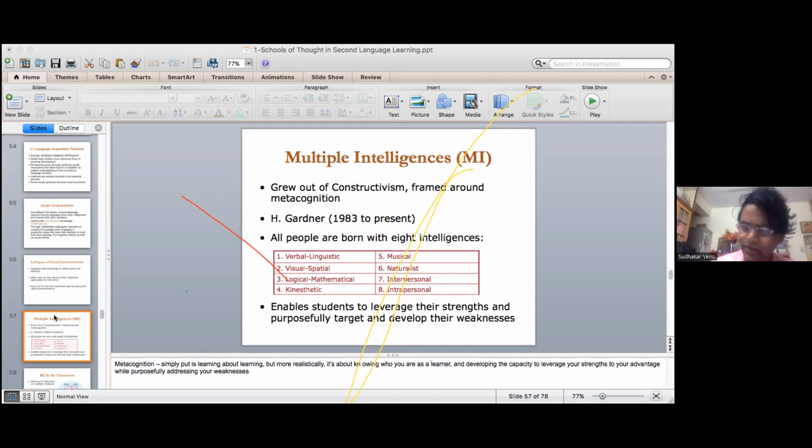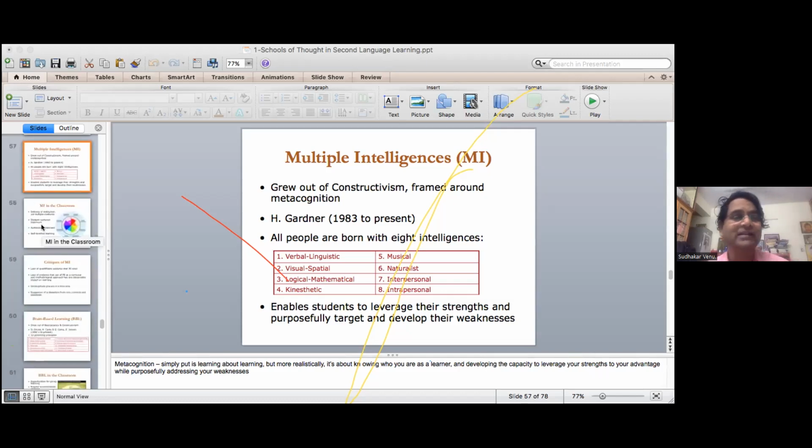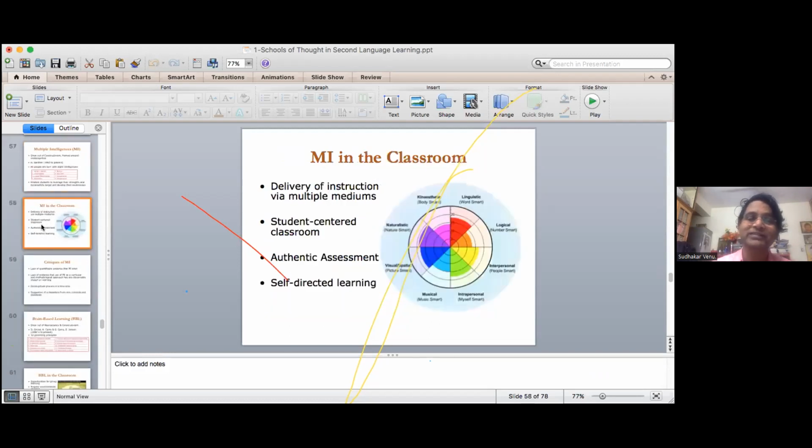And friends, don't study multiple intelligence theory religiously, but in a critical way, try to learn multiple intelligence theory. Because it has a lot of pedagogical implications, very strong pedagogical implications, because learning is not just a cognitive process.